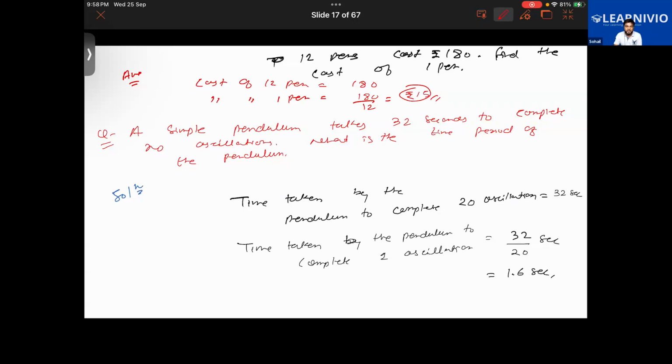So what formula do we get? In order to calculate the oscillation, what is written over here? 32 is the time here. 20 is the number of oscillations. So the time period is calculated as the total time taken upon the total number of oscillations. That is how you find out the time period.